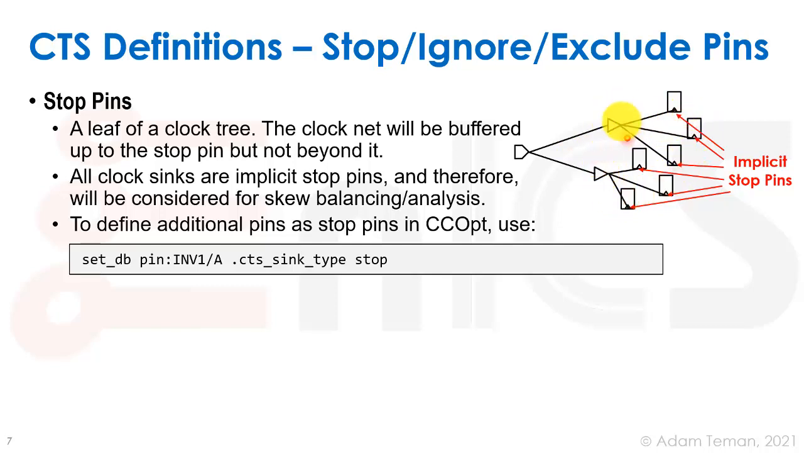Let's say for some reason we want to not go through this buffer over here, so we can define its A pin as a stop pin, and then the clock tree will go up till this point and skew balance this with all the rest of the flip-flops in the design. So we do that in Innovus with Stylus-type commands. We do it with a setDB pin, tell the name of the pin over here, CTS sync type stop, and that'll say don't propagate beyond this point and add this to the list of syncs that should be skew balanced. There are reasons to do these types of things.